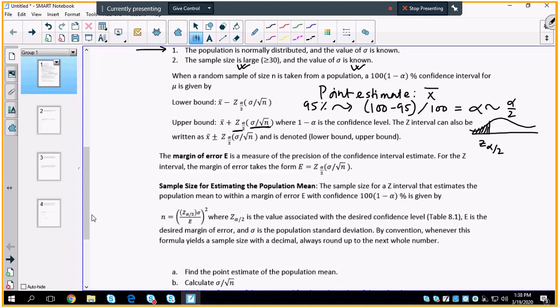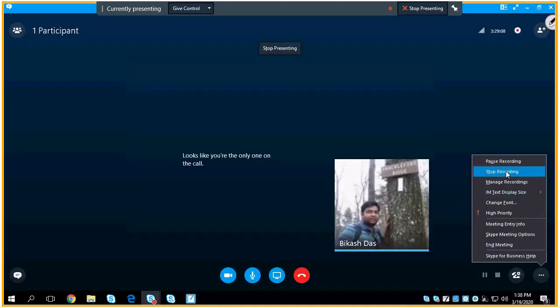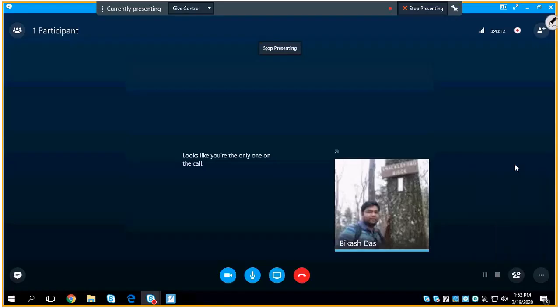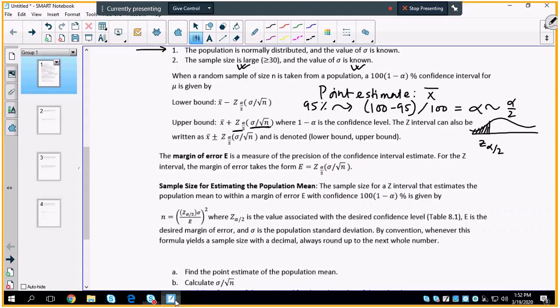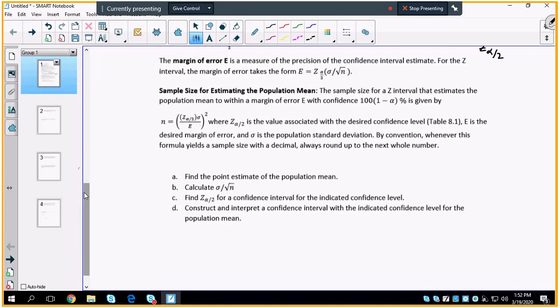So we are going to execute all of this work in 2 phases. First, I'm going to show you how to do this work manually, and then I will show you the technology. Okay, so let's carry on. The next topic that we see is the margin of error. The margin of error is simply the number E equal to the Z alpha over 2 value we found out multiplied with the standard deviation of the population divided by the square root of the sample size. We will learn how to find it and how to interpret this number.